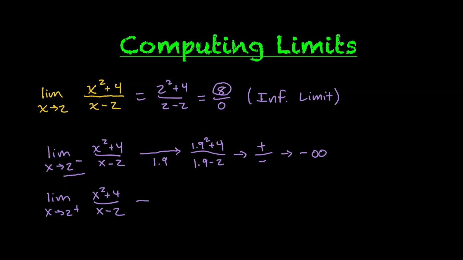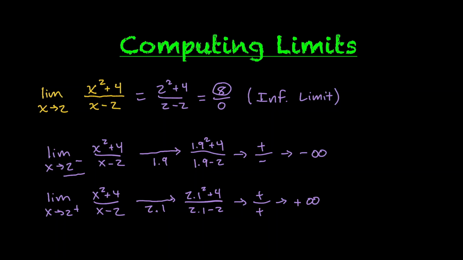Now on the right side, we're going to do a very similar thing, except this time we're going to take a number just to the right of 2, say 2.1. Again, we plug it in, 2.1 squared plus 4 over 2.1 minus 2. That top is going to be pretty close to 8, so whether it's bigger or smaller, it's going to be positive. And on the bottom, 2.1 minus 2 is positive. It's positive 0.1, but you just care about the positive. So we have positive divided by positive, so we have positive infinity.